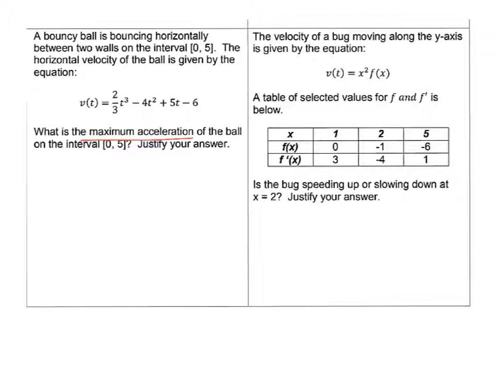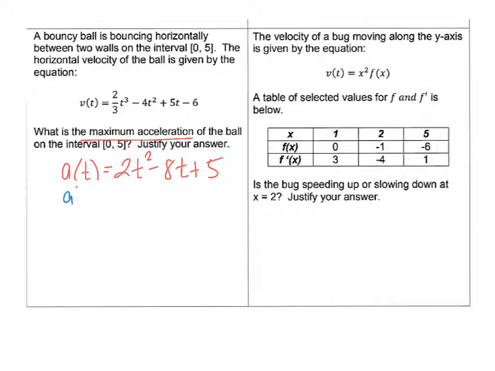So I'm thinking about finding the critical points of the acceleration and then substituting them back into the original acceleration function. I don't even have the acceleration function. So first I have to do that. I have to find a of t, which is just the derivative of velocity. So that's going to be 2t squared minus 8t plus 5.